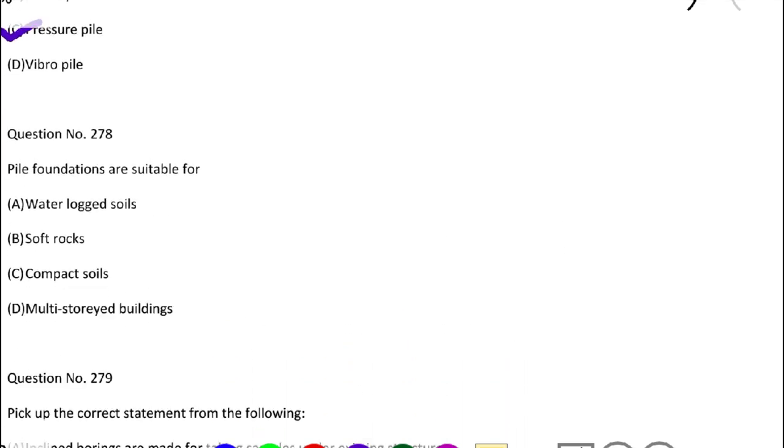Next question, pile foundation are suitable for option A waterlogged areas, option B soft rocks, option C compact soils, option D multi-story buildings. So the correct answer is option A waterlogged soils.